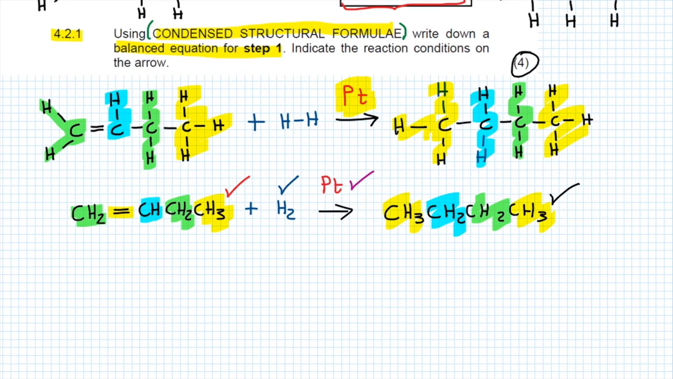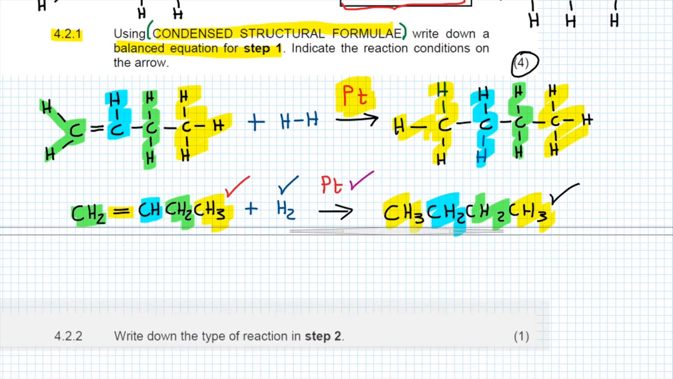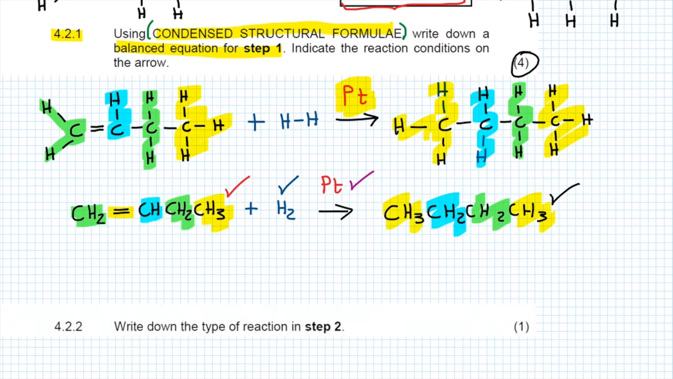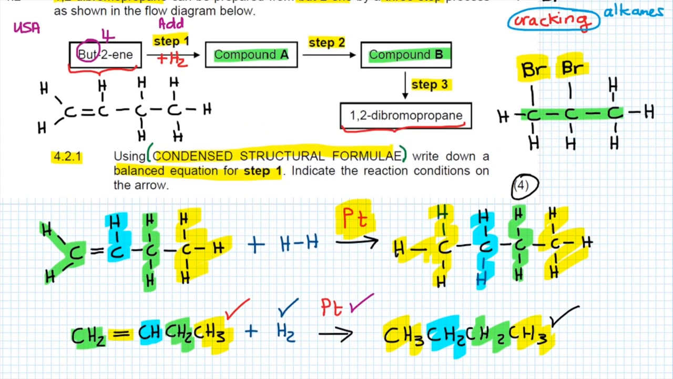Now that we've done question 4.2.1, we can continue with the question, and we see that 4.2.2 says write down the type of reaction in step 2. So now we go up. We know that compound A is going to be butane. As mentioned, we need to end up with a compound that only contains 3 carbon atoms.